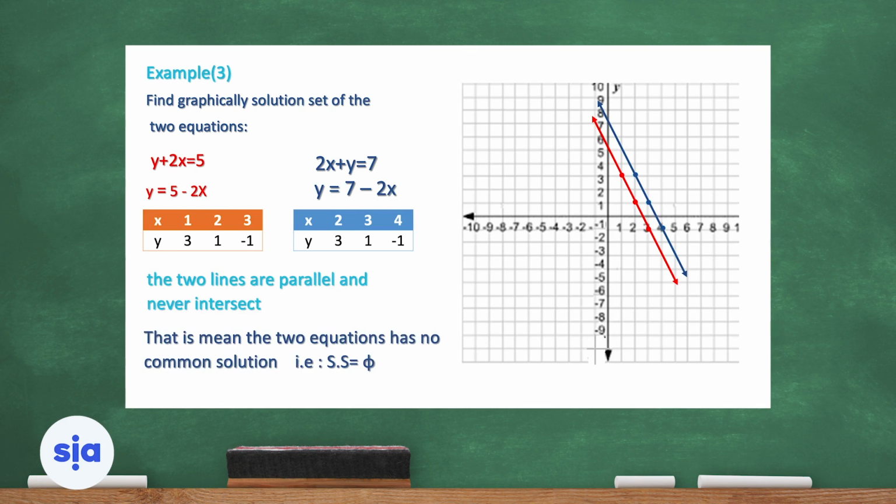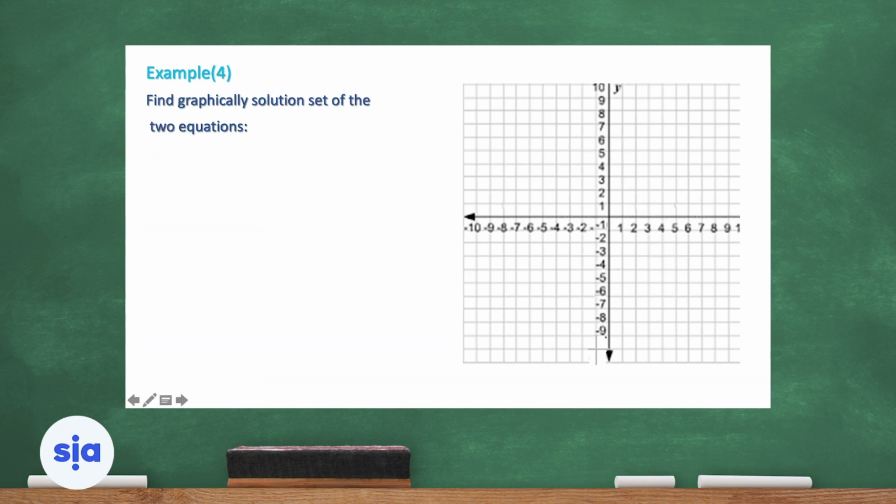If the two lines are parallel, that means that the two lines are not going to intersect. As long as they're not going to intersect, we have no solution set. As long as we have no solution set, then the solution set is phi. Let's go now to example number 4.